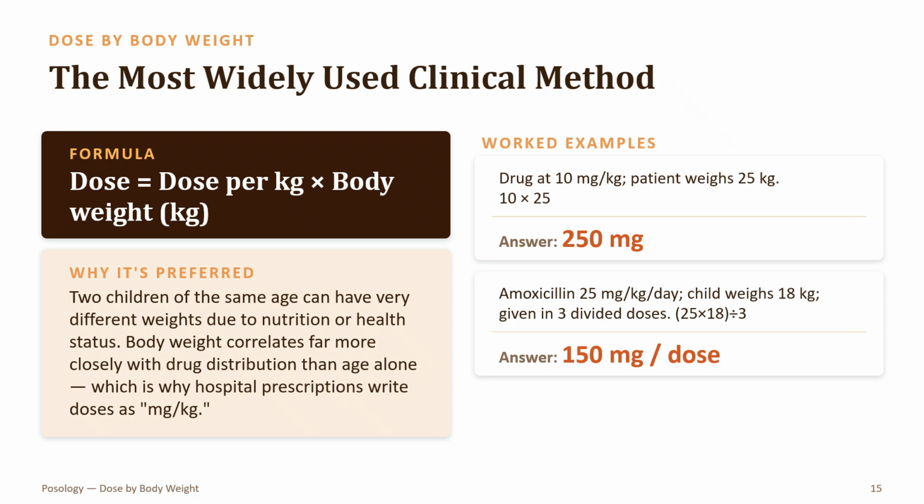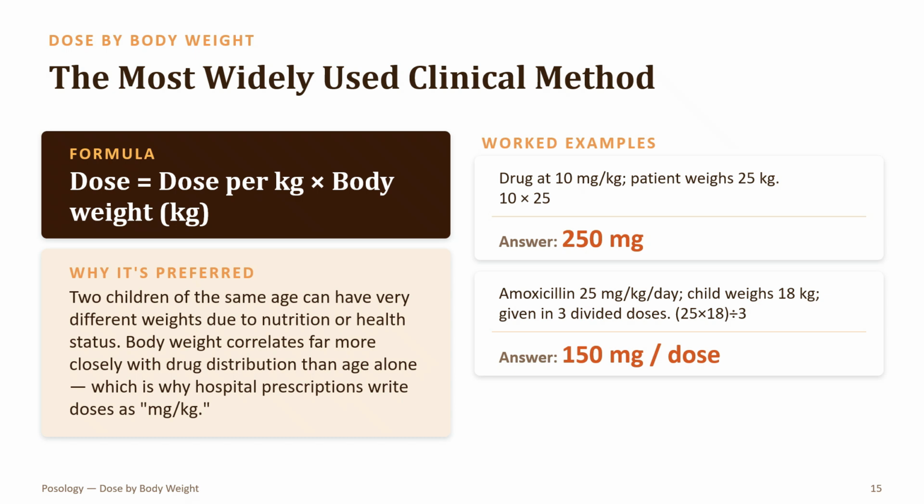Why is it preferred? Two children of the same age can have very different weight due to nutrition or health status. Body weight correlates far more closely with drug distribution than age alone, which is why hospital prescriptions write doses as mg per kg in some cases. And in rare cases, the formula according to weight is preferred.